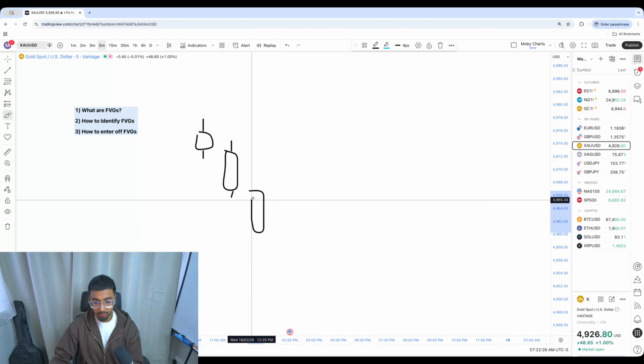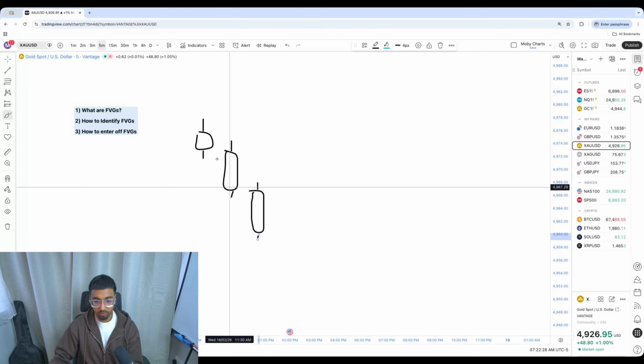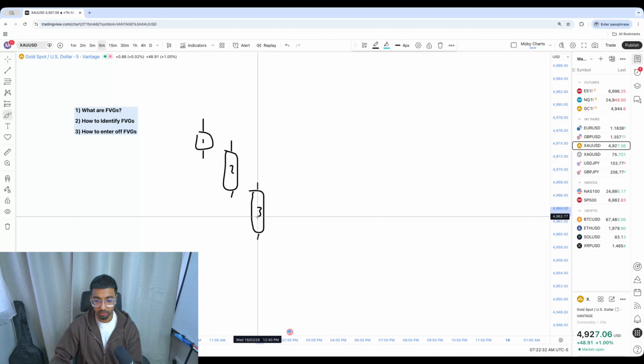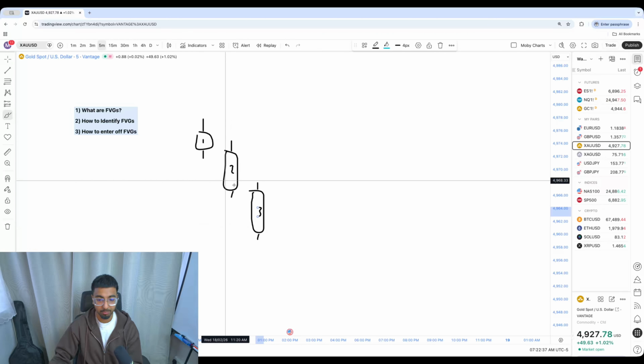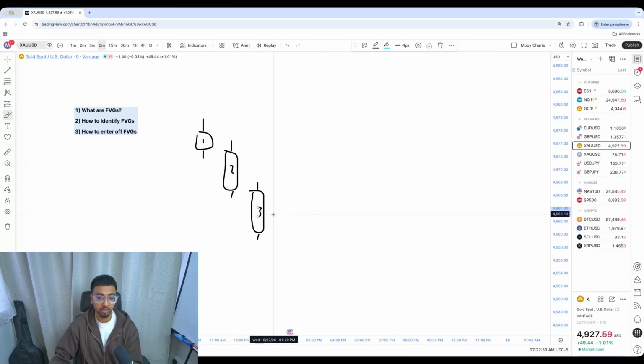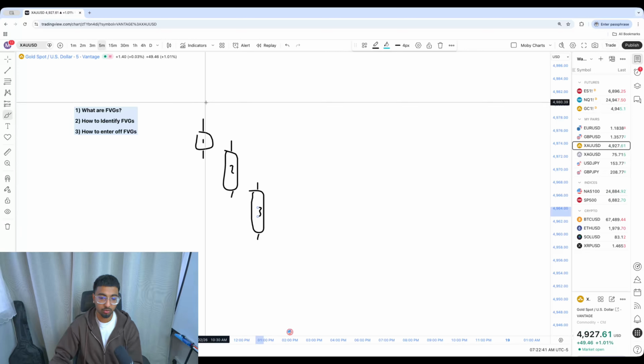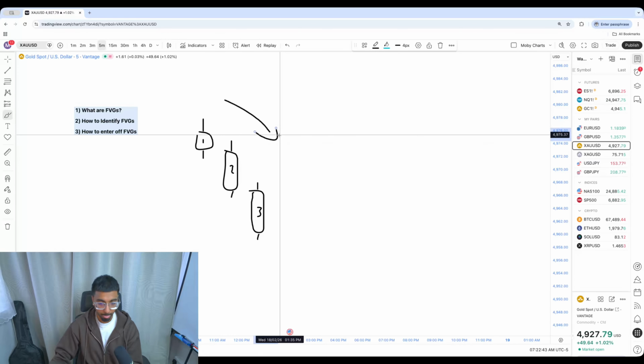Let's label these three candlesticks. The reason I'm drawing this out blank, not giving it a color, is because it doesn't matter what color they are. It does not matter where they are going. It could be a bullish candlestick, it could be a bearish candlestick. It doesn't matter as long as it's going in a direction, okay?